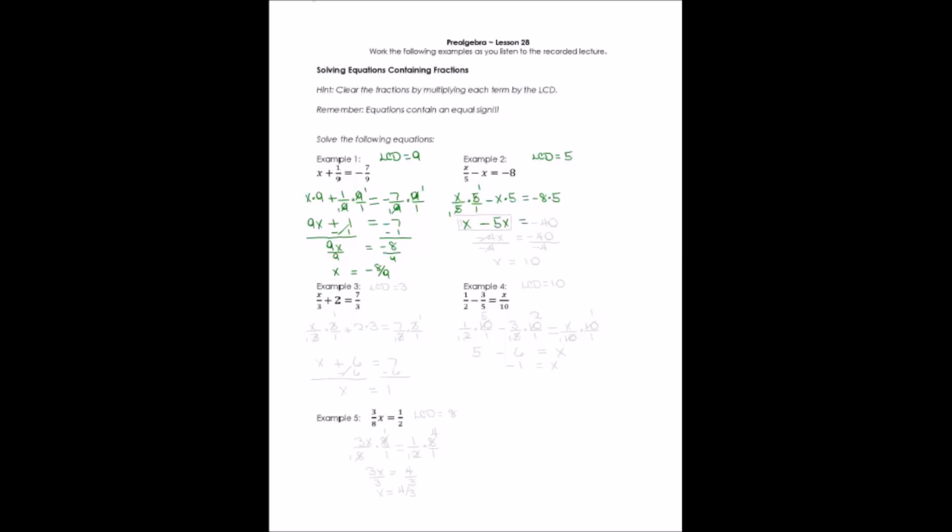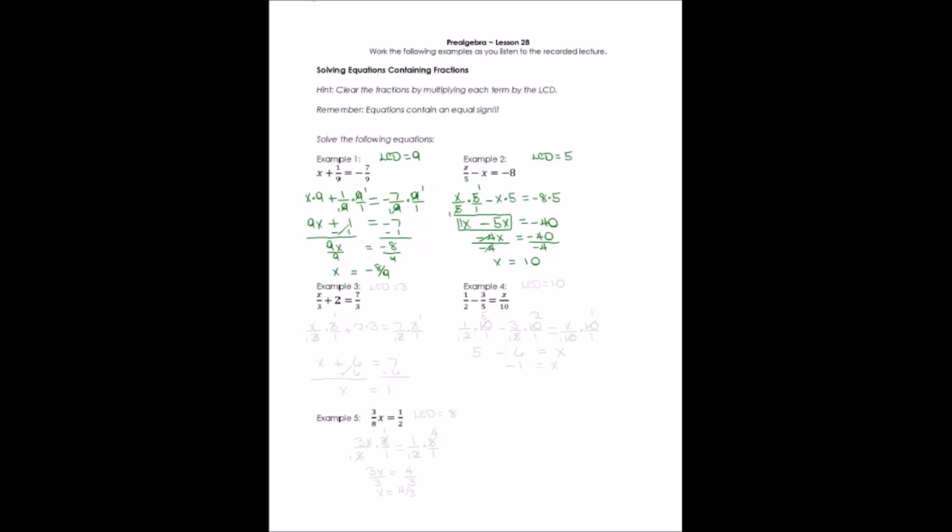And negative 8 times 5, negative 40. So, combine like terms over here on the left. X, which is really 1x minus 5x, would give me a negative 4x equals negative 40. I will divide by the coefficient of x, which is divide by negative 4. And once I've done that, x is going to equal negative 40 divided by negative 4, which is a positive 10.